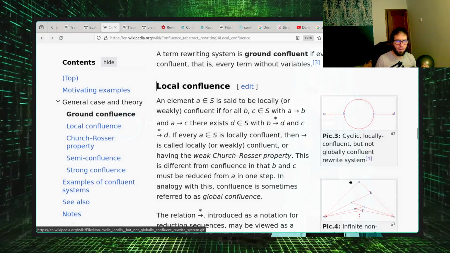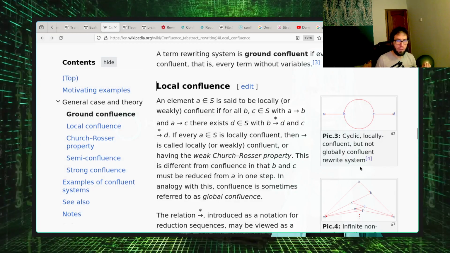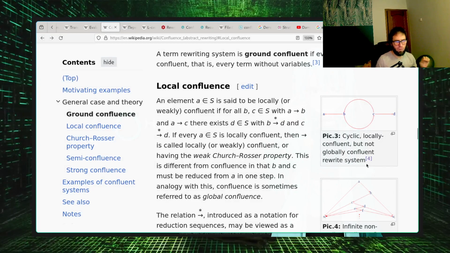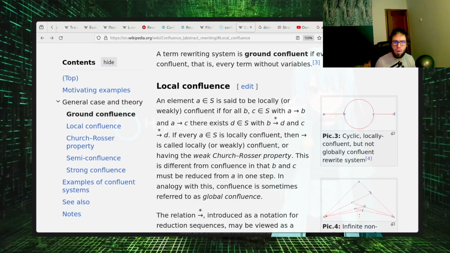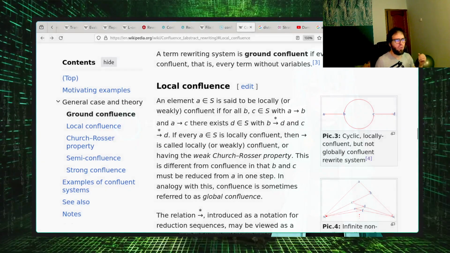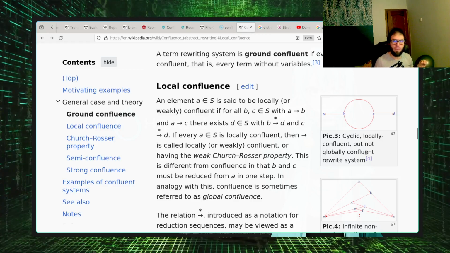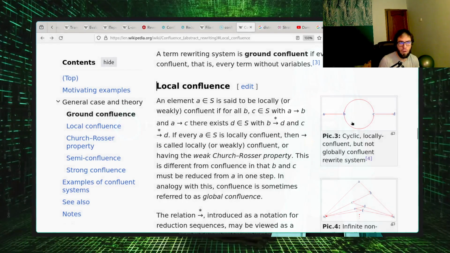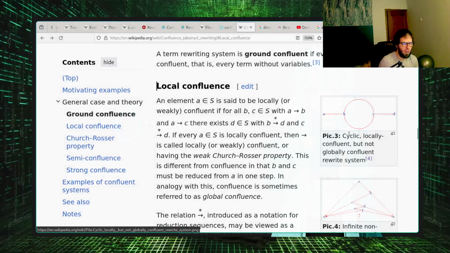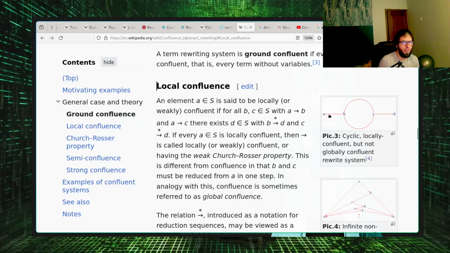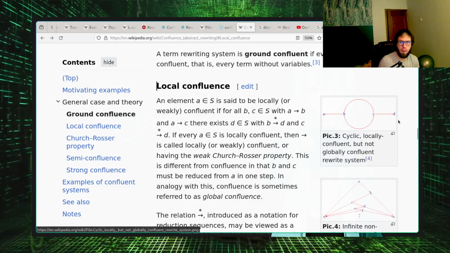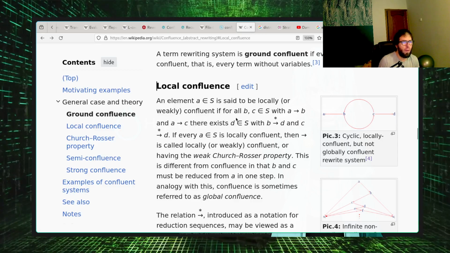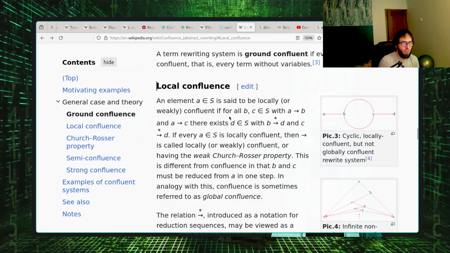Interesting that the system can be locally confluent, but not globally confluent. You can see this example here in picture number 3. And let's see that this property of local confluence is violated here. To satisfy this constraint of local confluence, every point here must be weakly confluent. What does this mean?